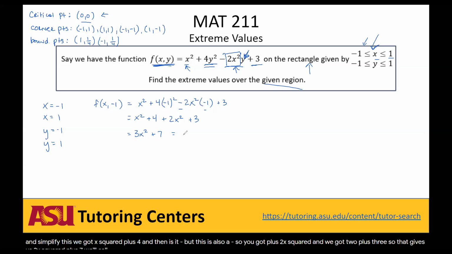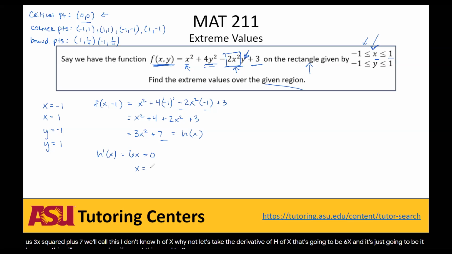We'll call this, I don't know, h of x. Why not? Let's take the derivative of h of x. That's going to be 6x, and it's just going to be it because this will go away. And so if we set this equal to 0, we see that x equals 0. So when y is -1, x is equal to 0. Both of those are in our region. So we can say 0 and -1 for our next point.